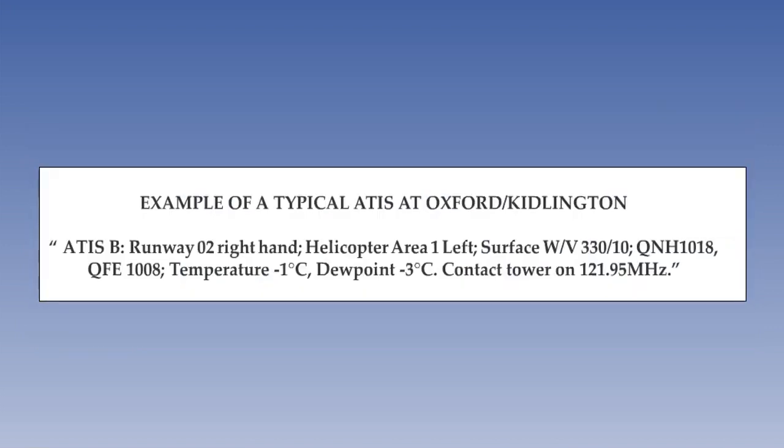An example of an ATIS message is shown. Note that the message is prefixed by a letter, in this case Bravo. Each subsequent message will be allocated the next letter in alphabetical order. On first contact with the airport, the pilot is required to acknowledge receipt of the latest message by quoting the letter.